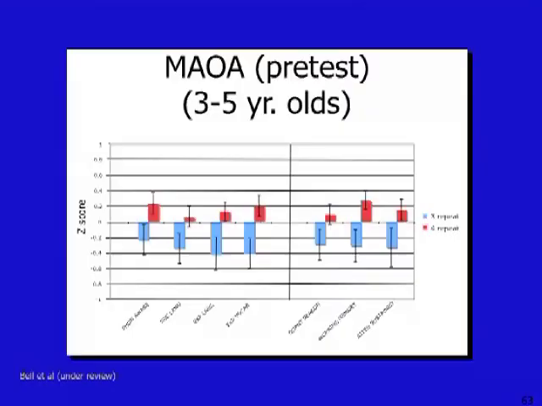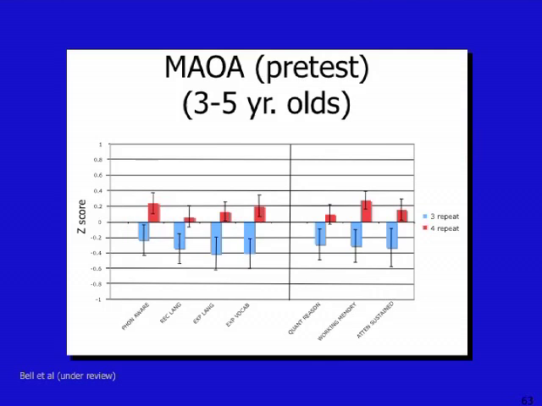Now, these are data from kids before we've done any intervention. This is MAOA, which is important in metabolizing dopamine and serotonin. These are data from 3, 4, and 5-year-old kids on many different measures of language and cognition, quantitative reasoning, working memory, and so forth. And I'm just showing you Z-scores. So if you take an average of the group, are kids mostly below it or above it?